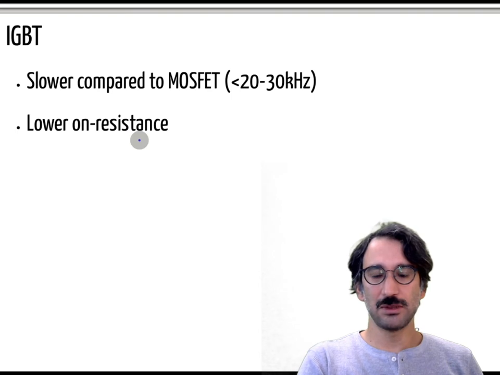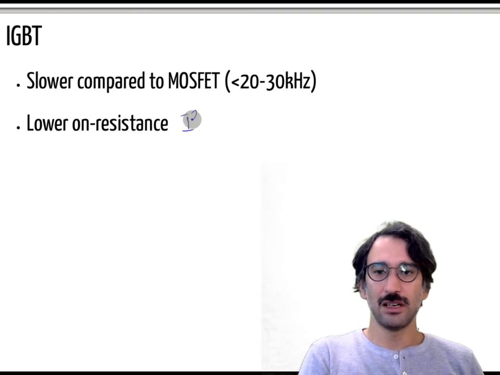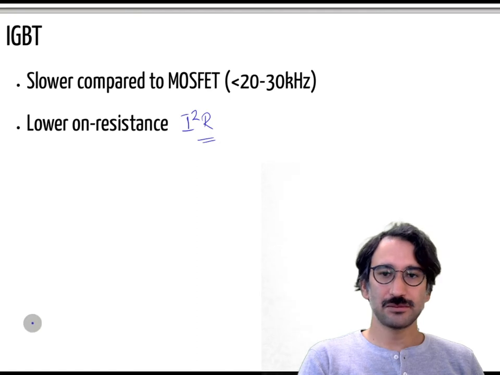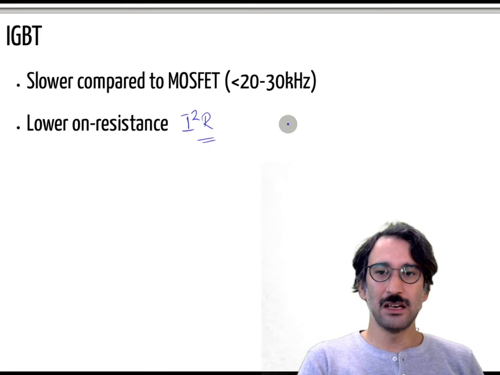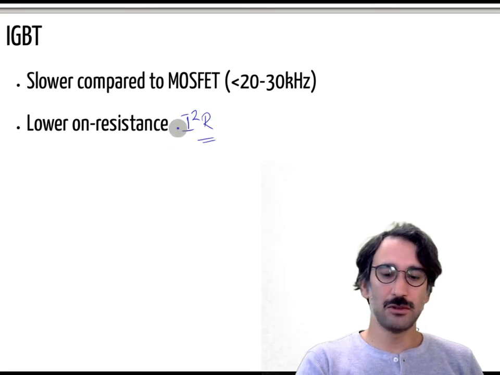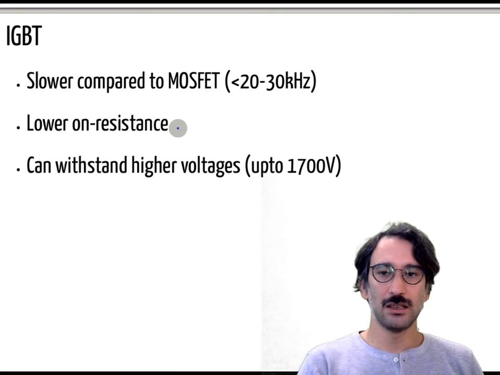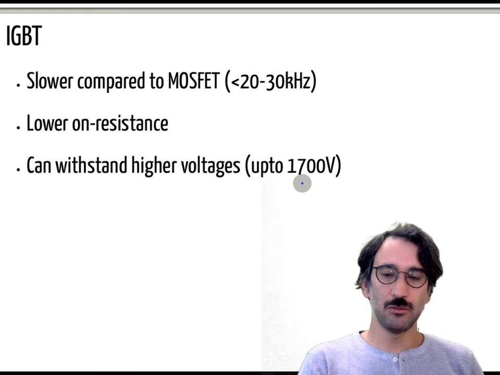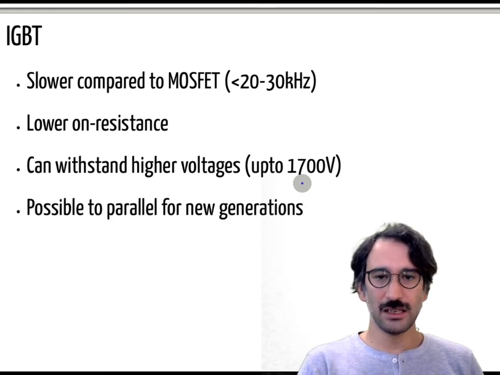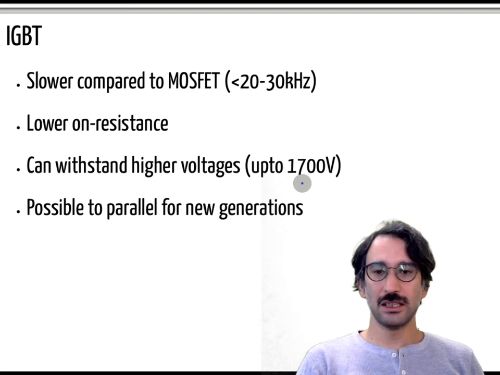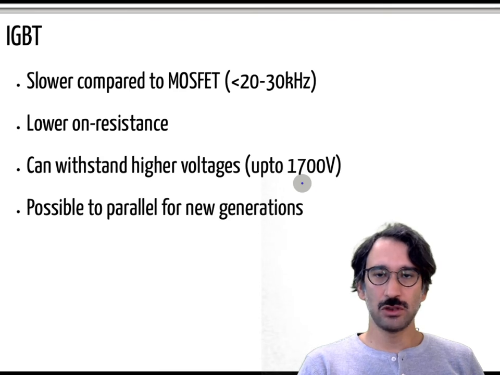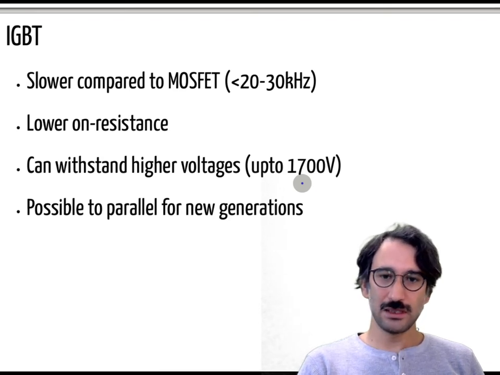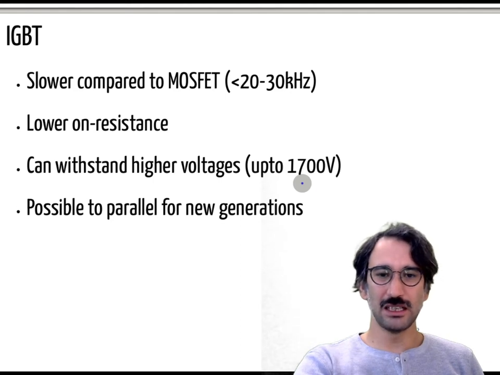That is important, especially for high currents, because you have I square R losses. It is not like you have a constant R on resistance, but there is a forward voltage, and depending on forward voltage you can calculate the conduction losses. Again, it can withstand higher voltages. I think there are even some modules higher than that one. At first it was quite difficult to parallel IGBTs, because they don't have that kind of distinct positive temperature coefficient like MOSFETs, but the newer generations have that possibility.